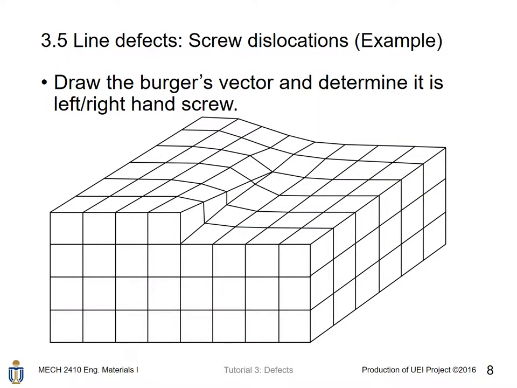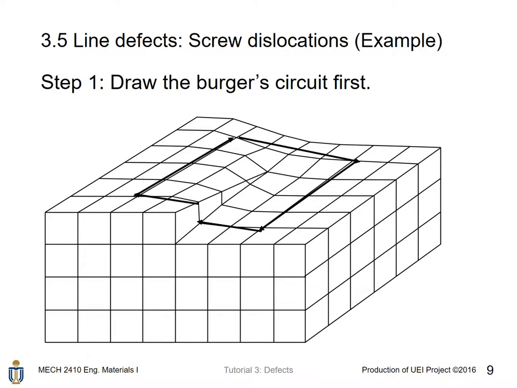I also draw a Burgers vector on screw dislocations. Draw the Burgers vector and determine whether it is a left or right hand screw. Draw the Burgers circuit first with a similar method mentioned for edge dislocations. Notice that this time it is again clockwise, and the Burgers vector goes from start point to end point.